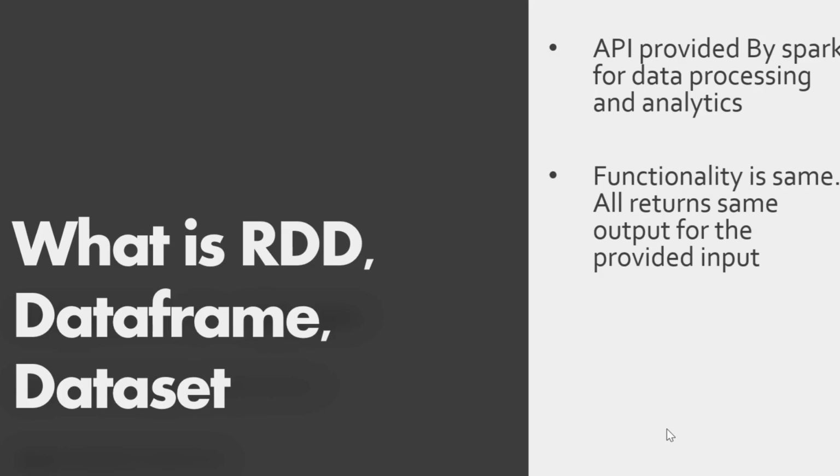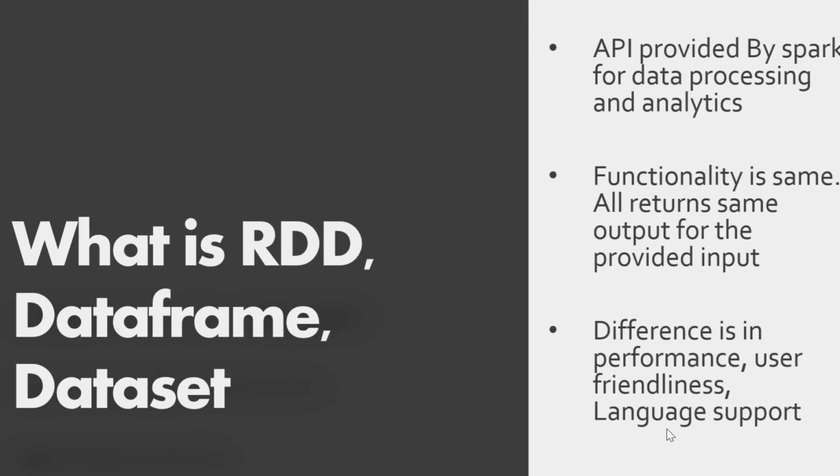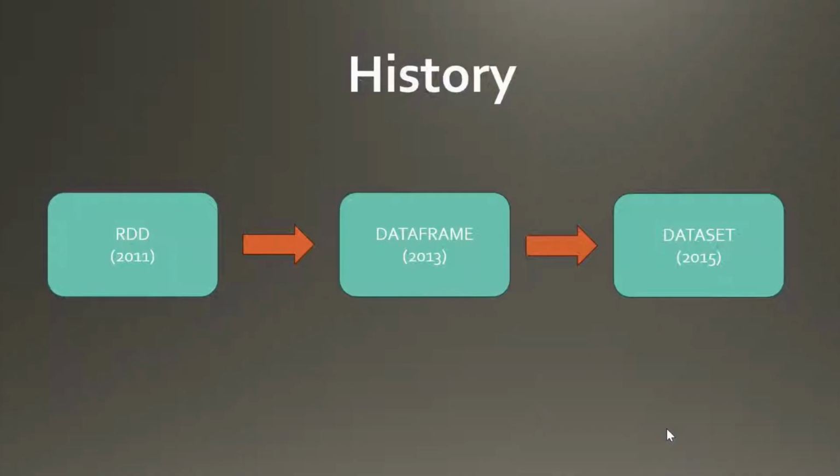If you are giving any kind of input to an RDD or data frame or data set, then you get the same output after the transformation is done. It is not different. So basically the functionality is the same. Now, where does the difference come from? The difference comes in the performance, how the user writes the code, whether it is user friendly or not, and what languages are supported for RDD, data frame and dataset. We will talk about all these 3 points in detail in the next few minutes.